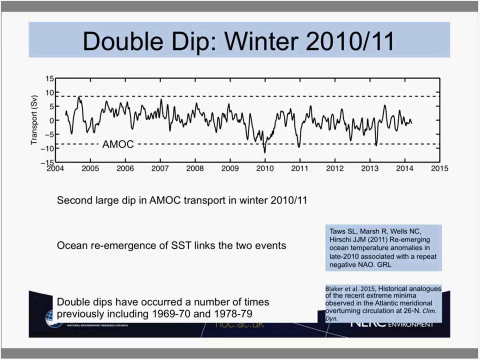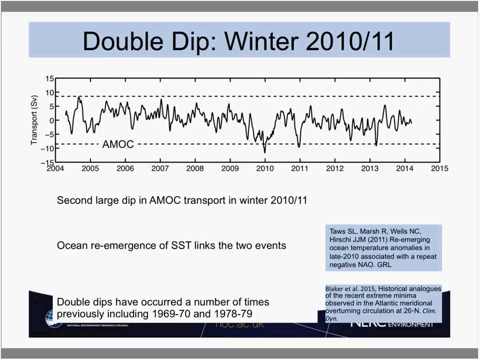Our first big dip was in 2009-10, and then there was the winter of 2010-11. The figure is just the deseasonalized overturning circulation. The dash indicates two standard deviations of variability. So for the winter of 2010-11, the overturning circulation dropped again. This was largely driven by the Ekman transports, which you mightn't immediately think is related to the ocean, but it was shown by Sarah Tawes and co-authors here.